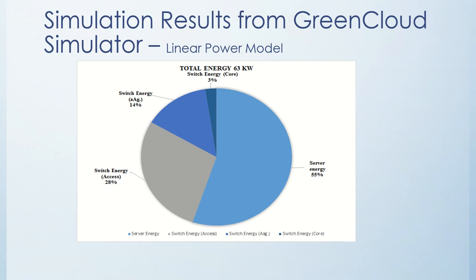So here is the linear power model. The total energy consumed under this model is 63 kilowatts. And server energy: the server consumed 55% of this total energy. That's very important, so pay attention to that.